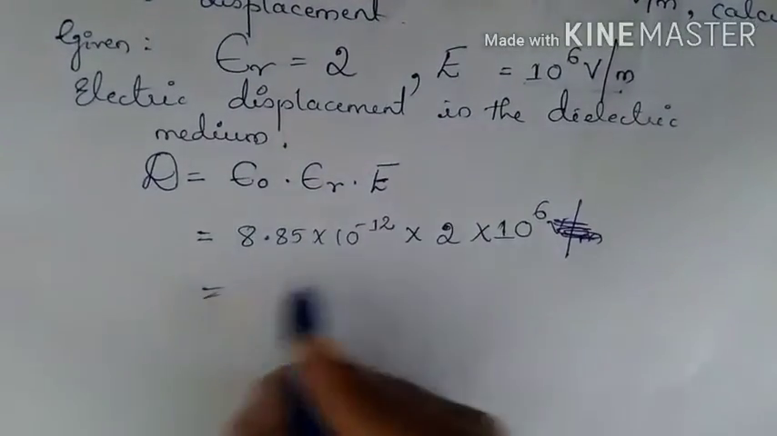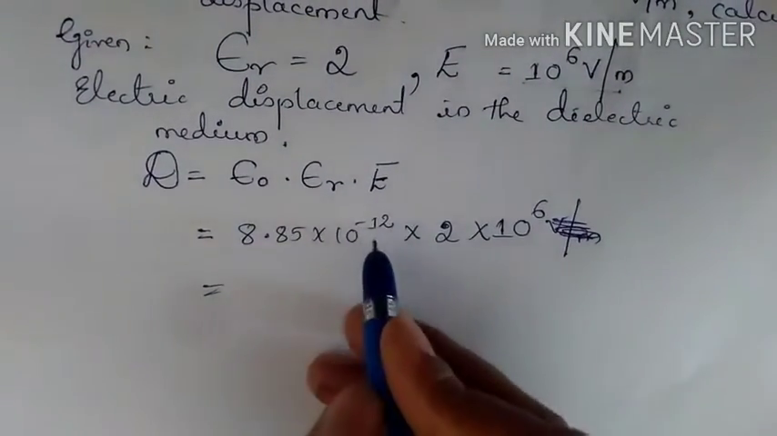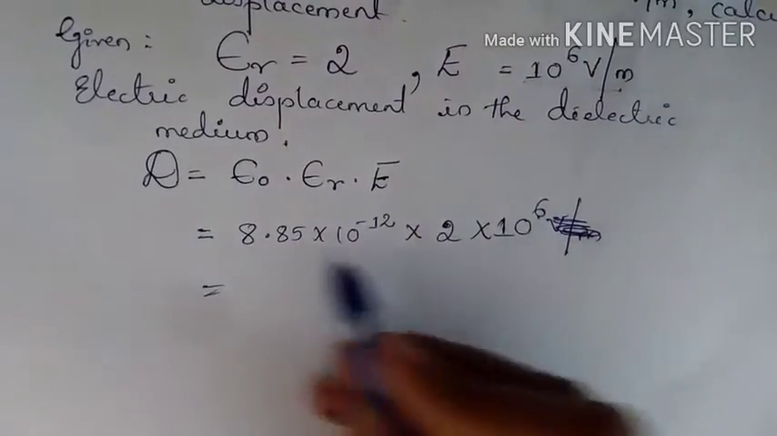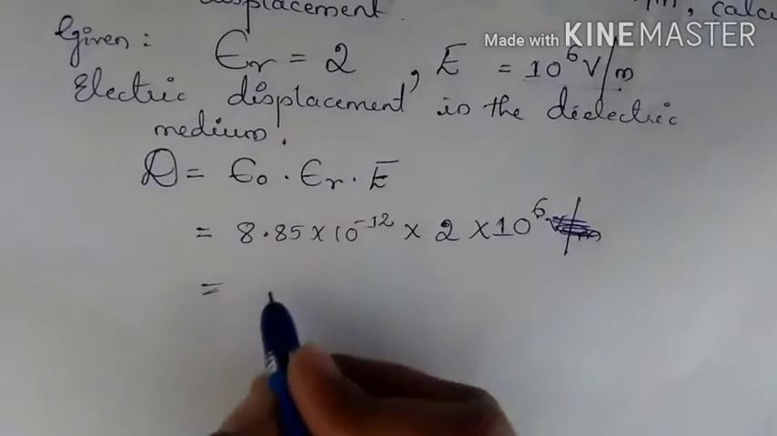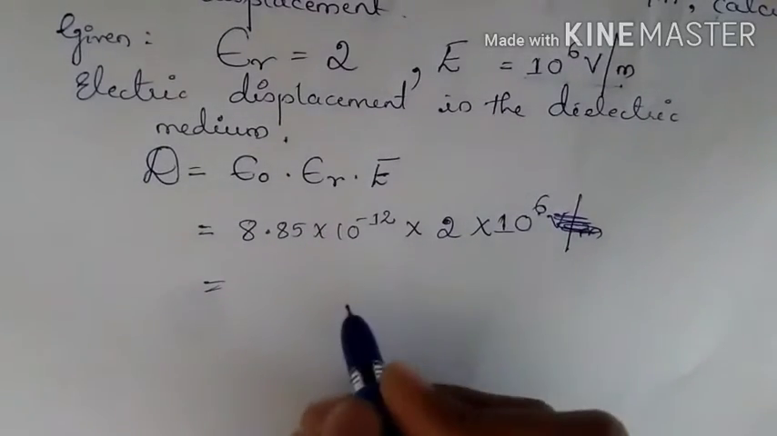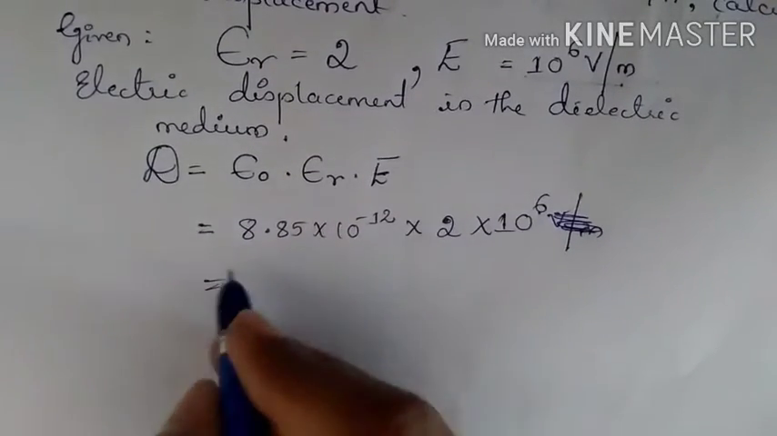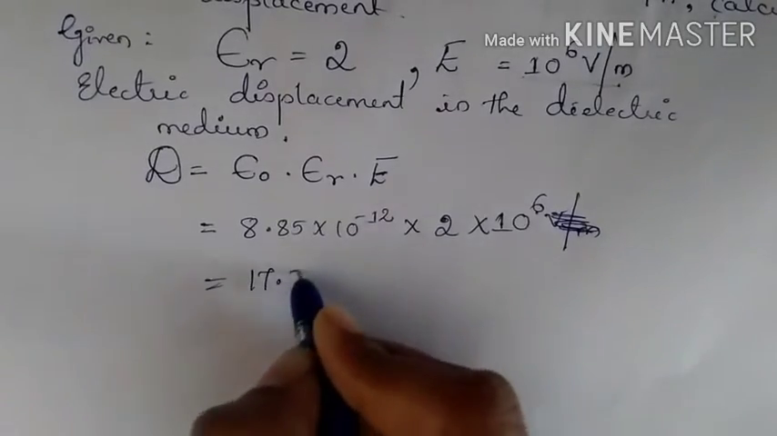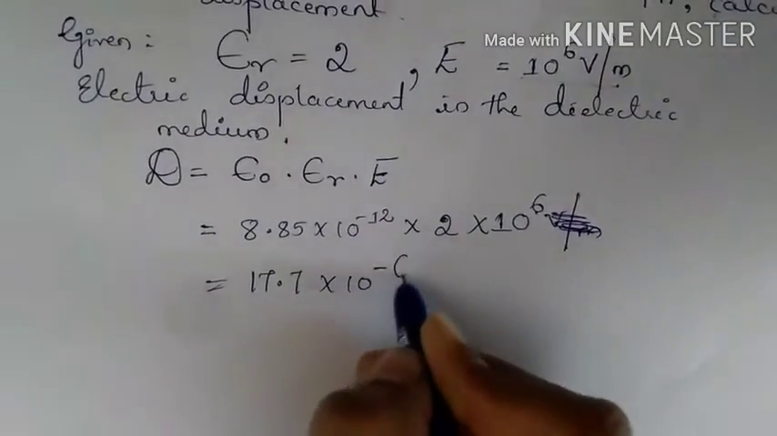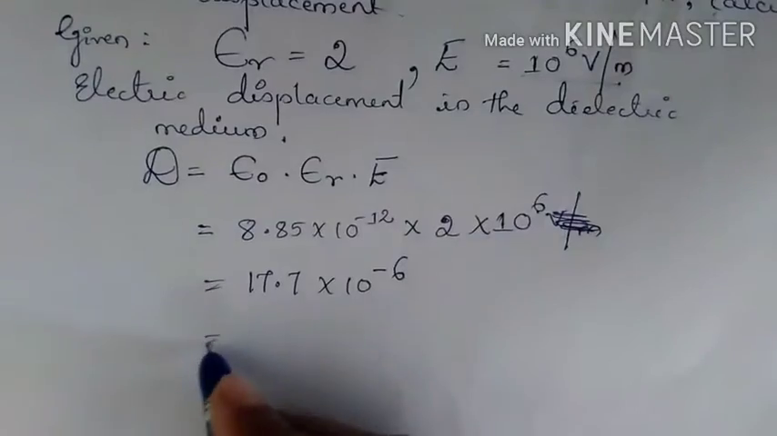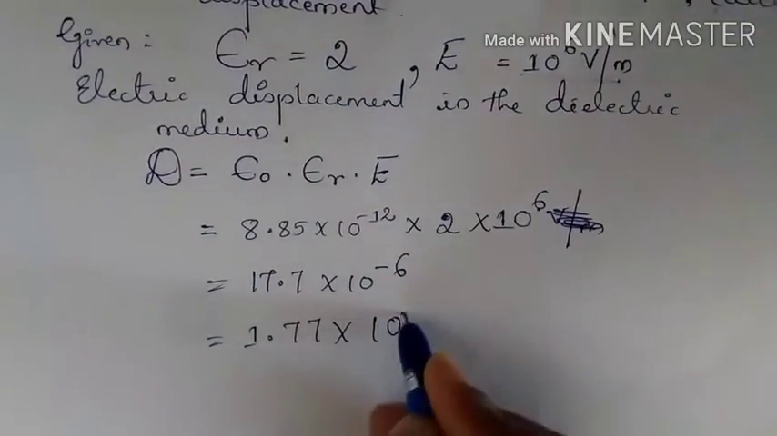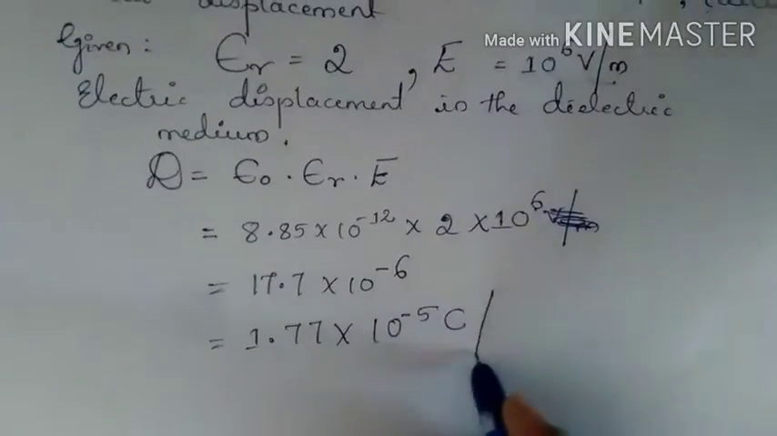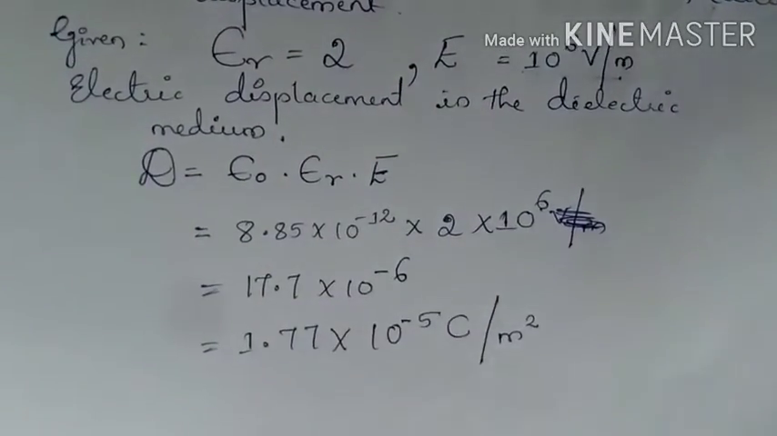So next, here you have 10 power minus 12, here you have 10 power 6. So what will be left? 10 power minus 6. And if you multiply 8.85 into 2, then you get 17.7 into 10 power minus 6. So if you want, you can also write 1.77 into 10 power minus 5 coulomb per meter square.